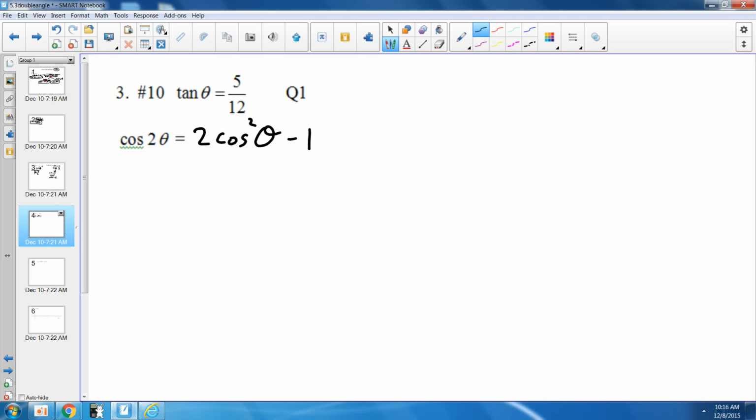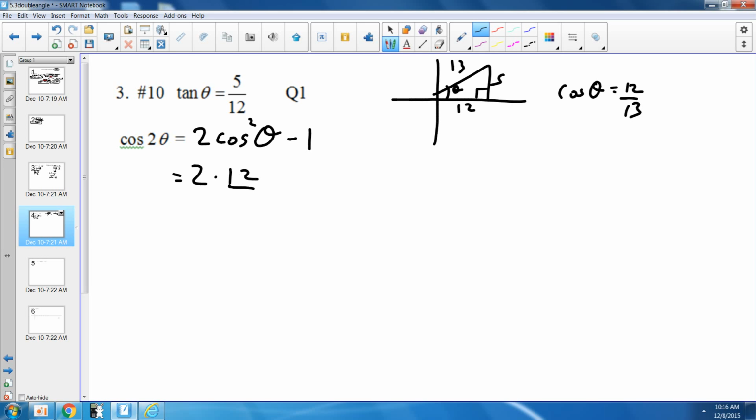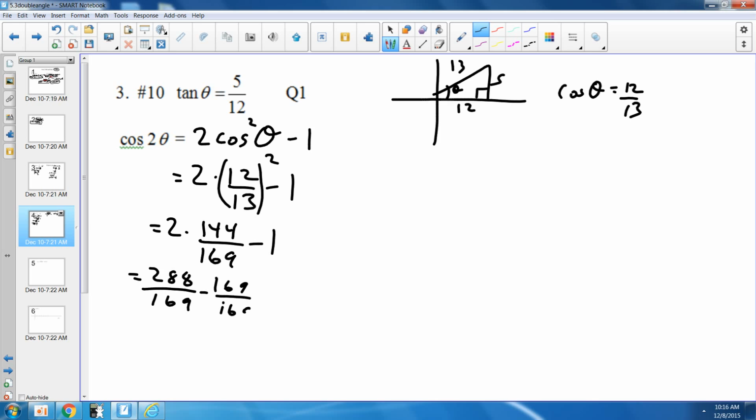All right, so I know I need to find the cosine theta. That's a quick drawing in the first quadrant. I know tangent is 5 over 12. That makes it a 5, 12, 13. Therefore, the cosine of theta is equal to 12 over 13, which means that I go here, 2 times 12 over 13 minus 1, but the 12 over 13 has to be squared. All right, so what is that? It's 2 times 144 over 169 minus 1. Multiplying that through and being able to subtract these, 288 over 169 minus 169 over 169, getting common denominators. And that's going to end up being 119 over 169.